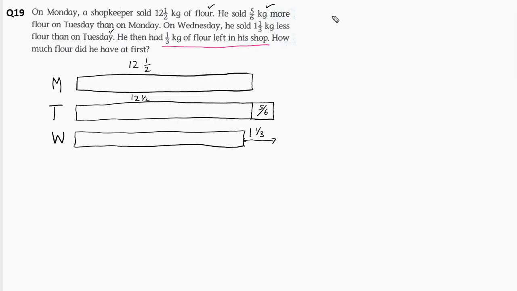So if I'm working in sixths, 6 means I've got 6 equal sized pieces in the whole. Half of 6 is 3. So of course 3/6 is equal to 1/2. Okay, so I've got 12 and a half, and I'm going to change that now.